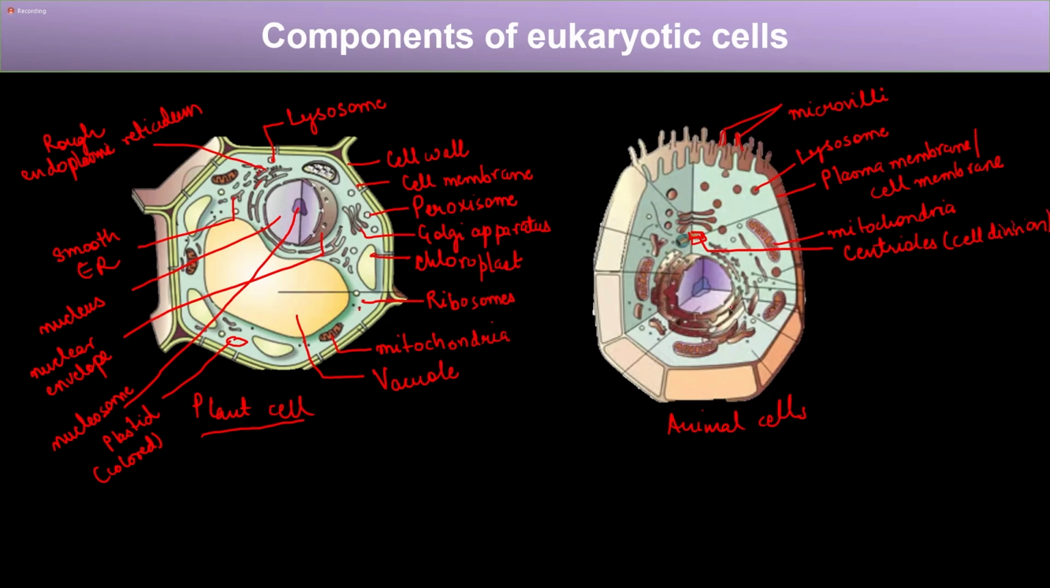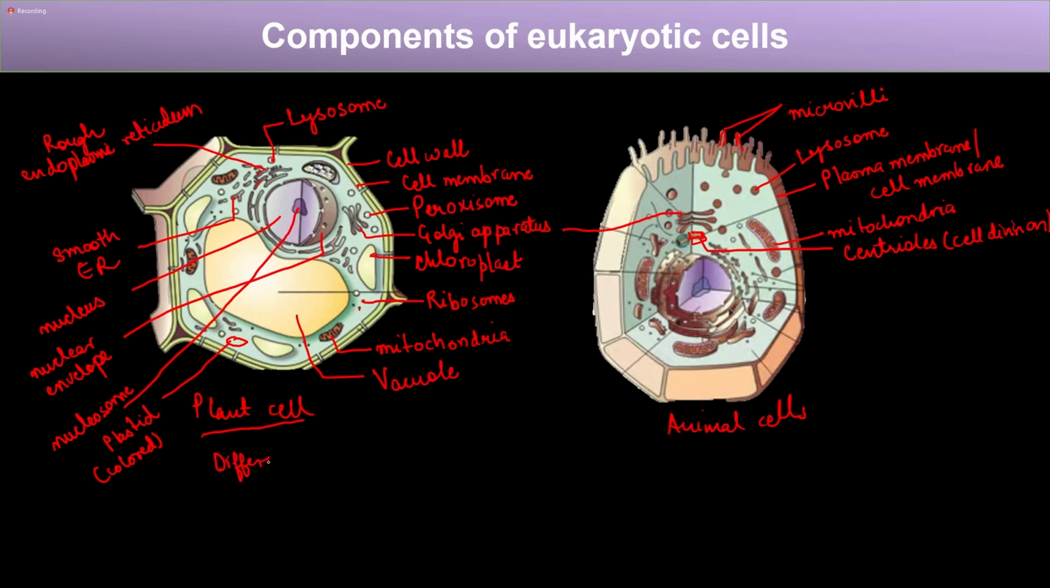Apart from this, they have all the organelles similar to what we studied in the case of plant cells, such as the Golgi apparatus, the rough and smooth endoplasmic reticulum, and other components that are common in animal cells and plant cells, right? So we can say that there are many organelles that are common in plant and animal cells, but what is different?